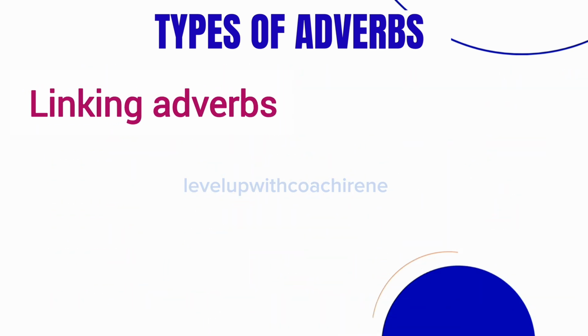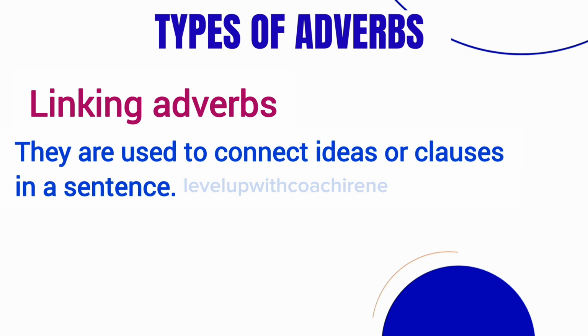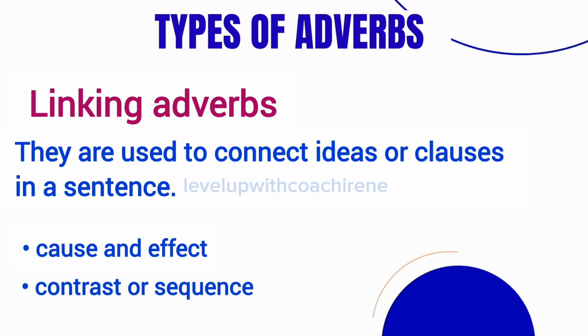In addition to these adverbs, we also have linking adverbs. They are used to connect ideas or clauses in a sentence. They show relationship between statements such as cause and effect, contrast, or sequence. While these adverbs don't modify verbs, adjectives, or other adverbs, they help to organize ideas in writing and speech. They don't neatly fit into the traditional adverb categories like manner, time, place, degree, or frequency, but they can share some functional overlap with adverbs of time or cause and effect in specific contexts.